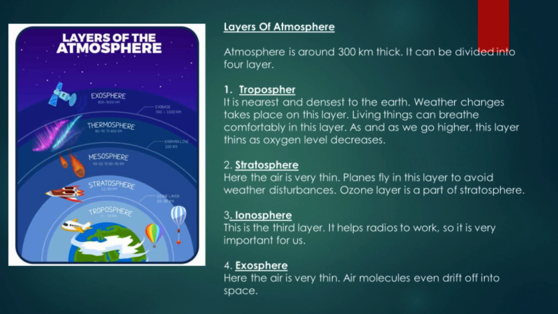Stratosphere. Here the air is very thin. Planes fly in this layer to avoid weather disturbances. Ozone layer is a part of stratosphere. Ionosphere. This is the 3rd layer. It helps radios to work, so it is very important for us. Exosphere. Here the air is very thin. Air molecules even drift off into space.